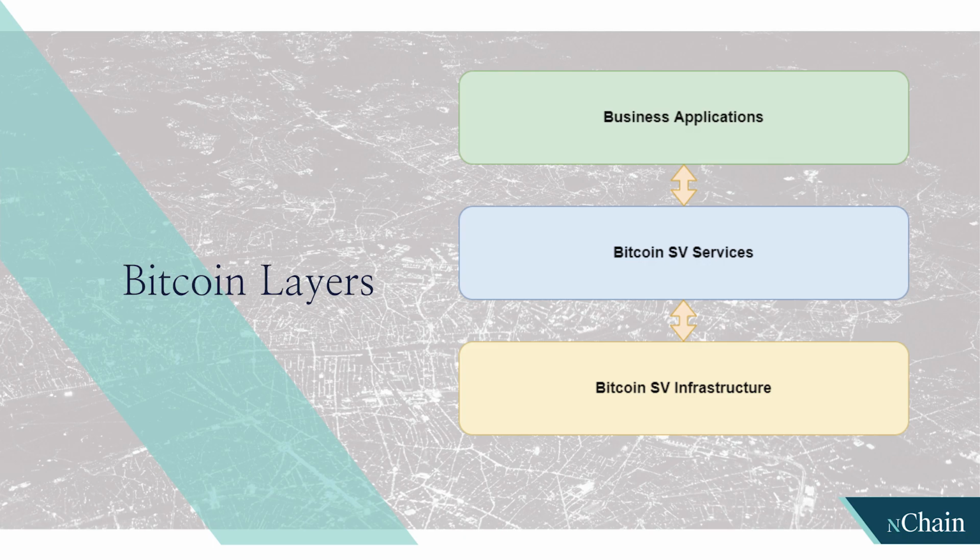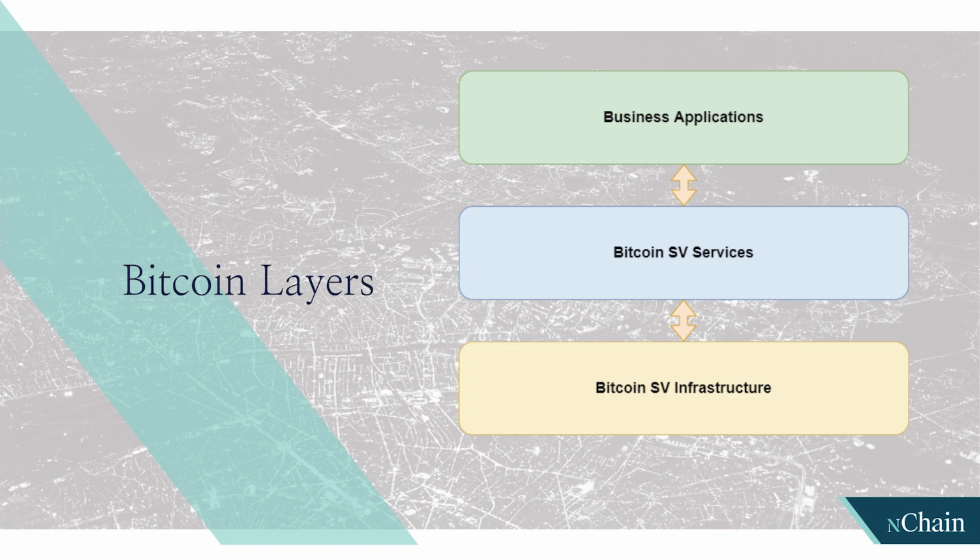Before I talk about Bitcoin infrastructure, I should describe what I mean by that. When we talk about software in Bitcoin, we generally split it into three layers. At the top is a business application that you may use, with features your business needs. It will, in general, rely on a set of services.